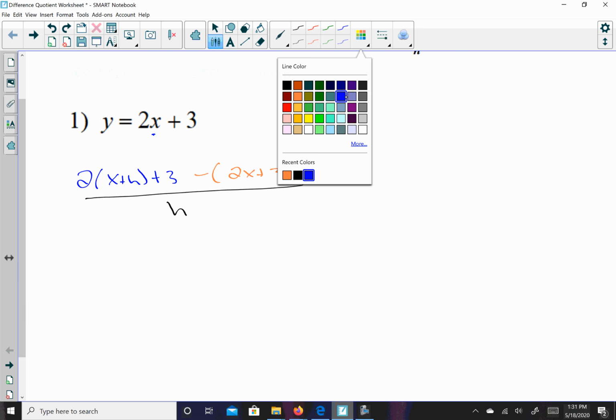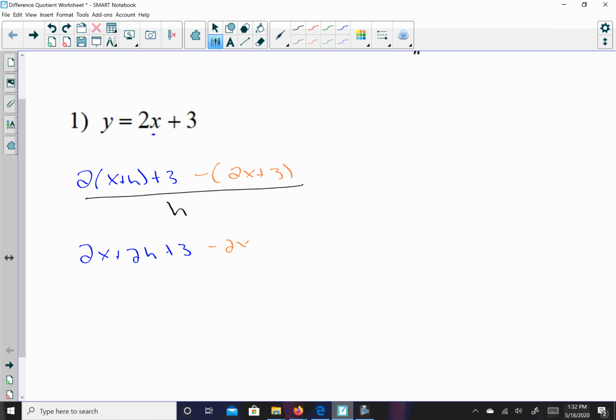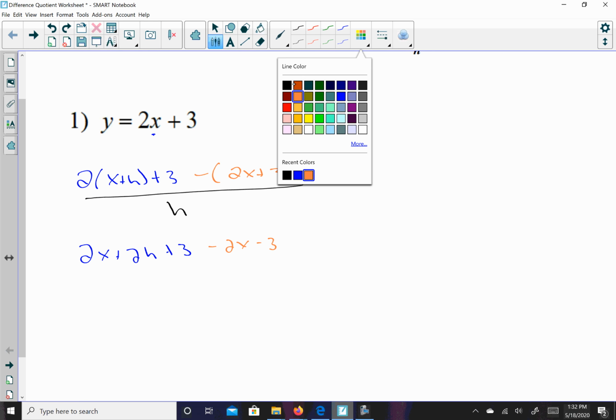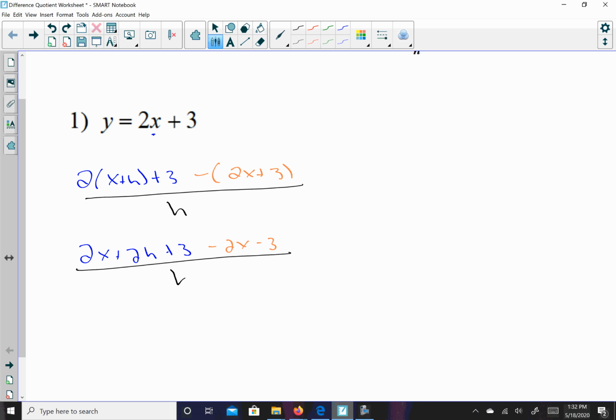So I am going to distribute my 2, and I'm going to have 2x plus 2h plus 3. Distributing this negative sign will be negative 2x minus 3, and then this is all still over h. The 2x's will simplify, the 3 and the negative 3 will simplify, and I'm left with 2h over h, and then the h's will simplify, and my final answer is 2. Remember, it's about the process, not necessarily just getting the answer.